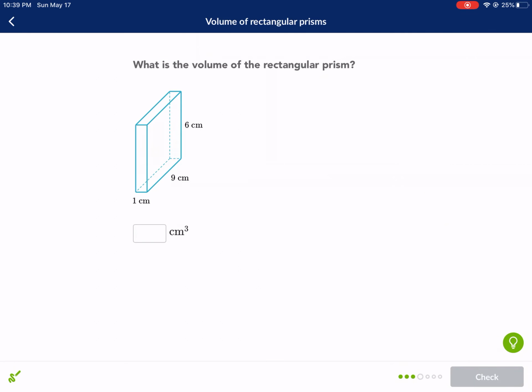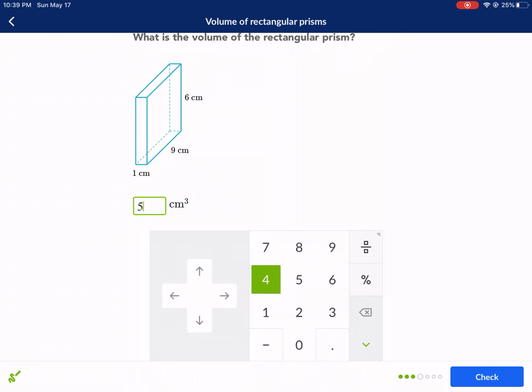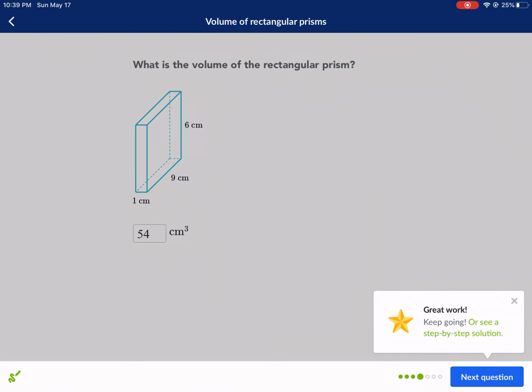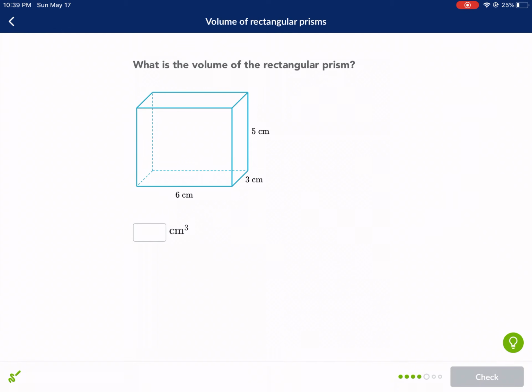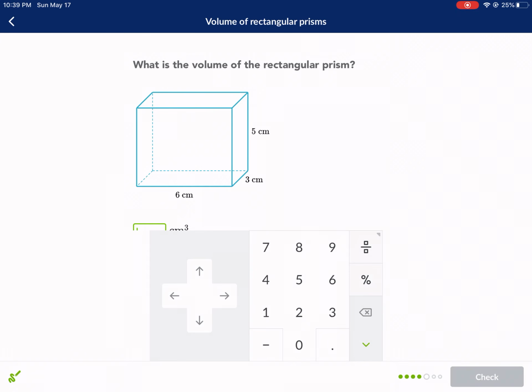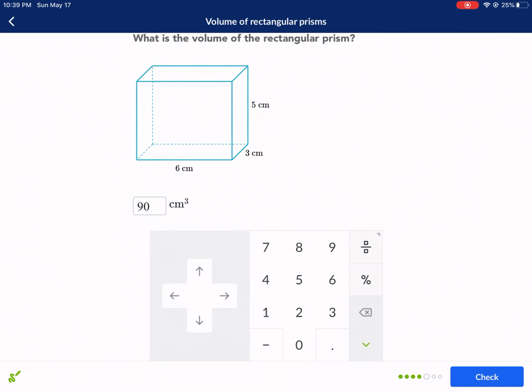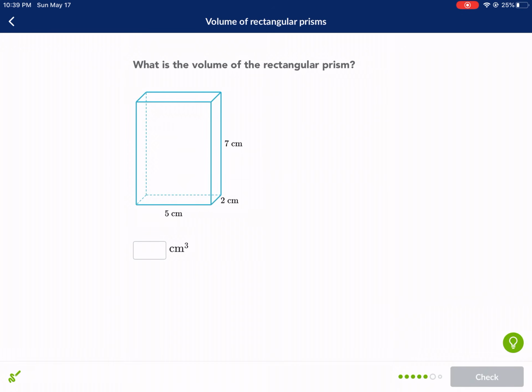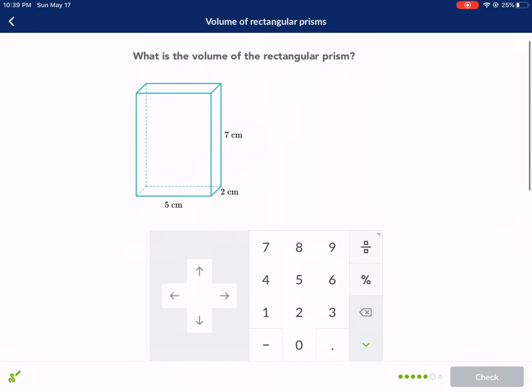Okay, same deal here. We get 9 times 6 is 54, times 1, 54. See how easy this becomes? Then we have 6 times 5 is 30, times 3 is 90. Anytime you see these types of problems, it should be money in the bank. So 5 times 2 is 10, times 7 is 70.